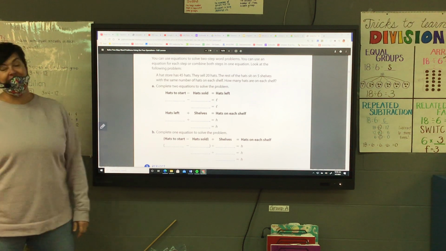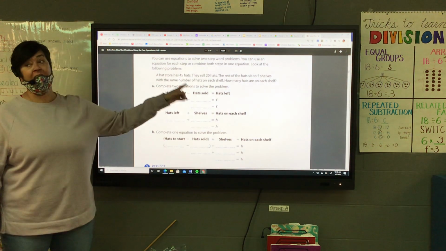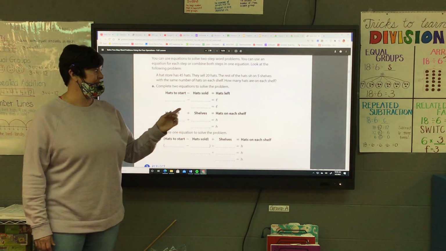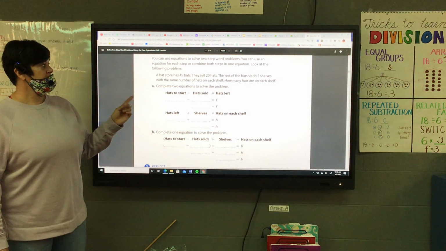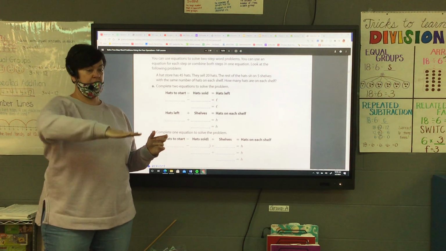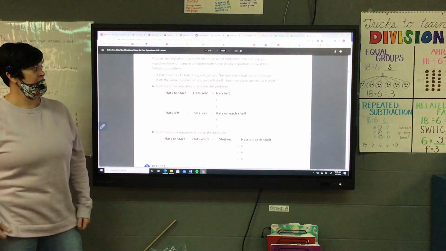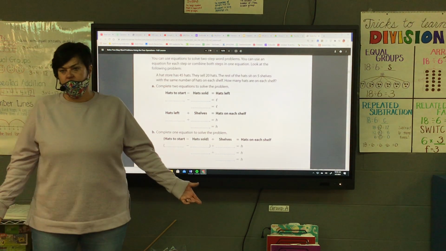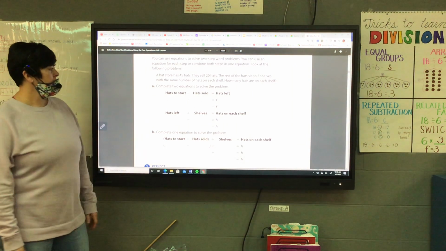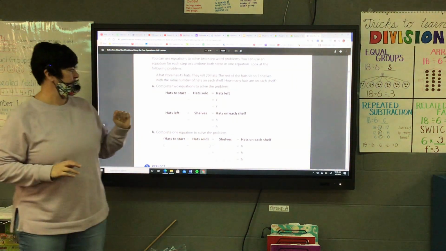A store has 45 hats. They sell 20 hats. The rest of the hats sit on 5 shelves with the same number of hats on each shelf. How many hats are on each shelf? So we have to start off. Let's go back to the beginning of that.